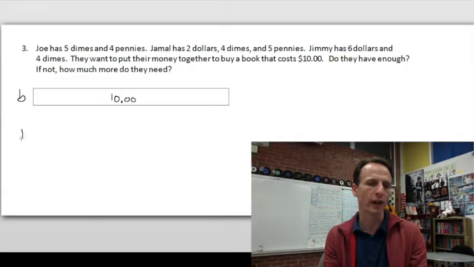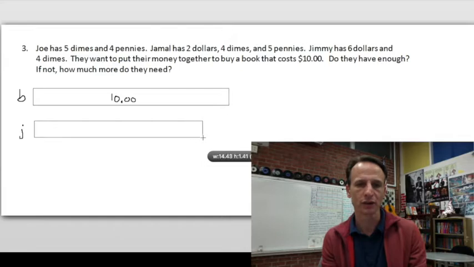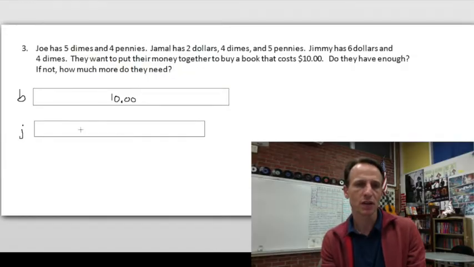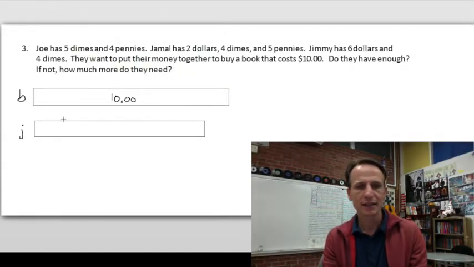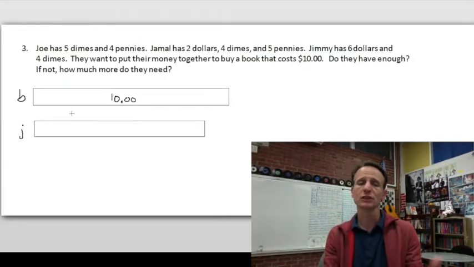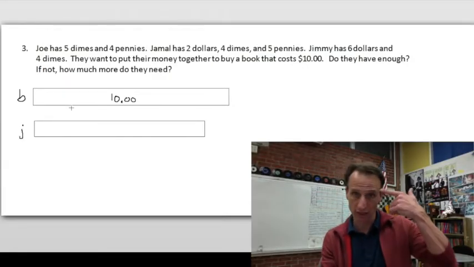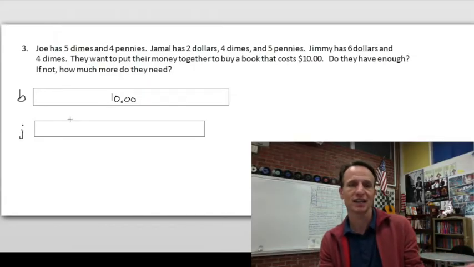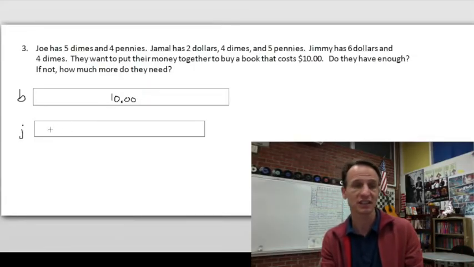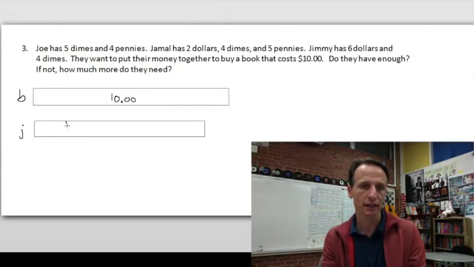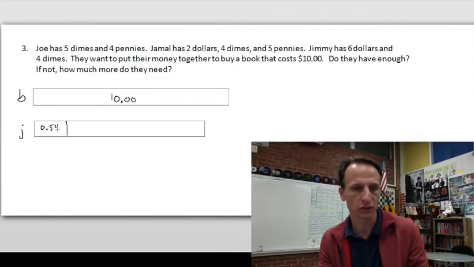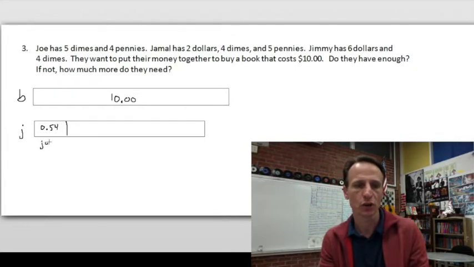And then we have the J-boys. The J-boys have, well, most likely not enough. Although sometimes they word these things, so you've got to be careful. All right, so let's look at what the J-boys have. First, we have Joe, and he has 5 dimes and 4 pennies. We can do some of these steps right in our heads. 5 dimes is 50 cents, 4 pennies is 4 cents. Together, Joe has a whopping 54 cents. We see that? Yes? Okay, we can even write Joe underneath here, right?